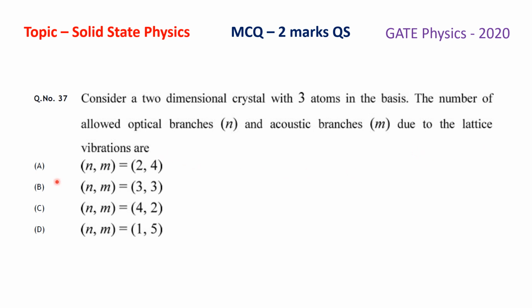So there are 4 options given. Option A, the value of n equals 2 and m equals 4. Option B, value of n equals 3 and value of m equals 3. Option C, value of n equals 4 and value of m equals 2. And the last option, option D, the value of n equals 1 and the value of m equals 5. So let us see how to solve this problem.